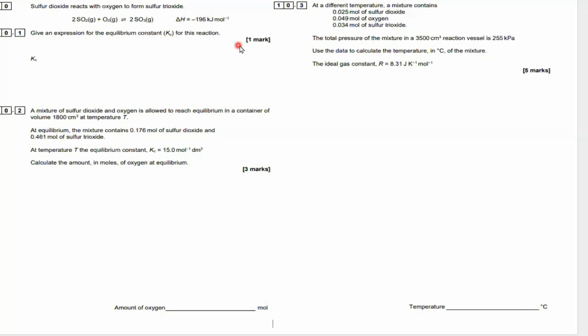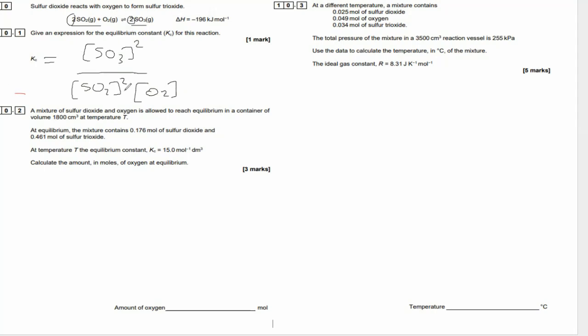So our products here are SO3, sulfur trioxide. So SO3, we put square brackets, which means concentration in mole per dm³, with a little 2 outside. And then underneath, we're going to put SO2, square brackets, and a little 2 outside because the coefficient's 2, so it's to the power of 2. And then the oxygen has no coefficient in front of it, so we don't write it to the power of anything. And that's our expression.